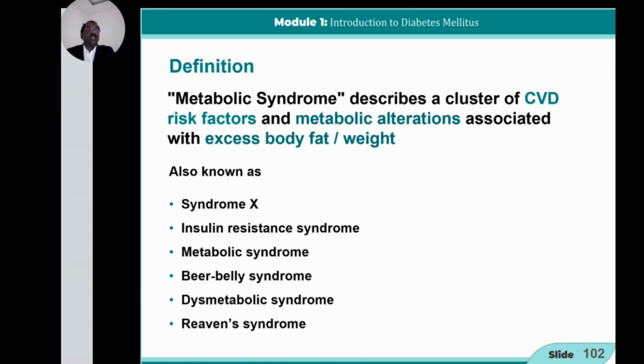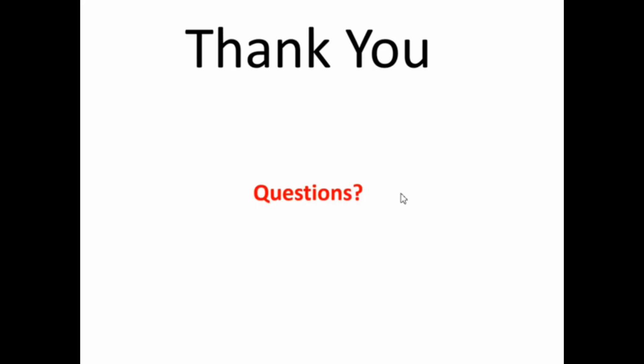These are the different names of metabolic syndrome: Syndrome X, insulin resistance syndrome, etc. Beer belly syndrome: they consume a lot of beer, the Western population, and get more and more abdominal adiposity and insulin resistance. Thank you.